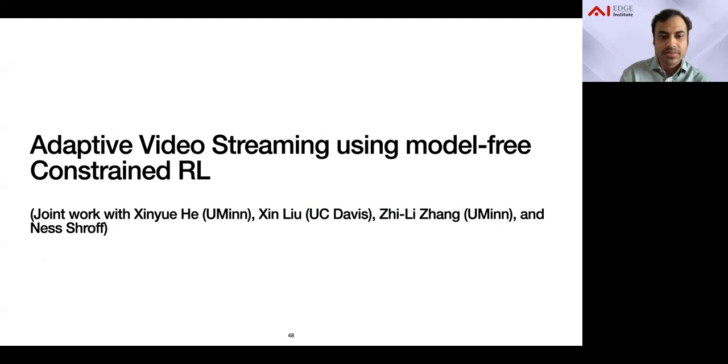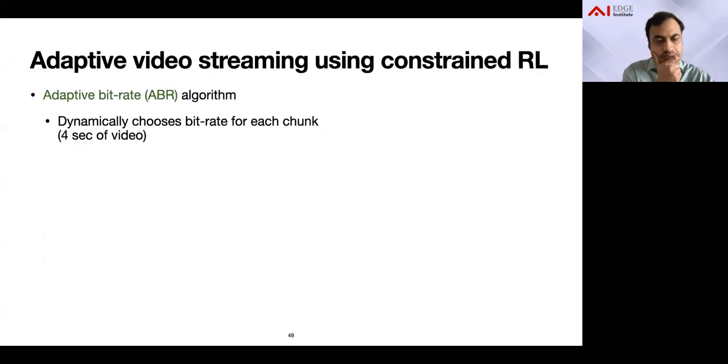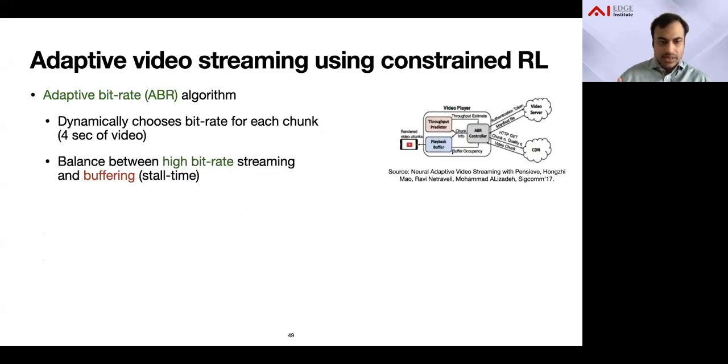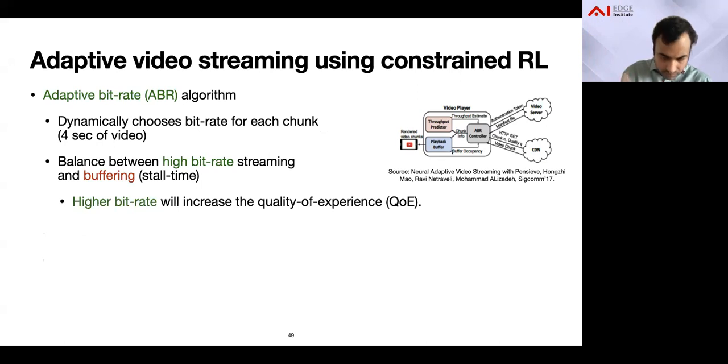It is adaptive video streaming. So what is the adaptive bitrate algorithm? You can see the chunk of a video, which is some sub-part of a video. A video can be 4 minutes long, and each chunk can be 4 seconds long. The idea of the adaptive bitrate algorithm is that I want to stream my video at high quality. That means I want to download at a higher bit rate, which will increase the quality of experience.